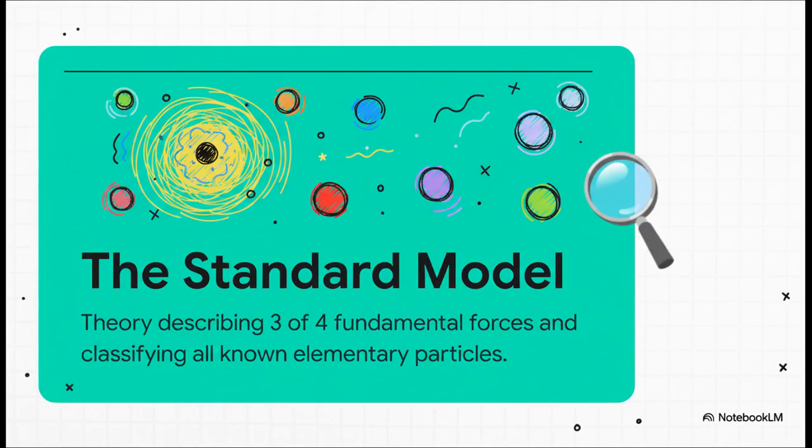Well, the Standard Model is our best answer so far, and it's an incredibly accurate theory. It describes all the tiny elementary particles that make up matter, and it also describes the forces that tell them how to interact. Specifically, the electromagnetic, the weak, and the strong forces. You'll notice one's missing. Gravity. Yeah, we'll get to that.